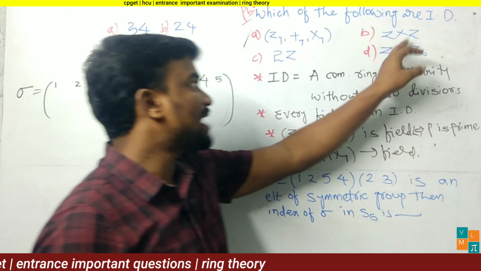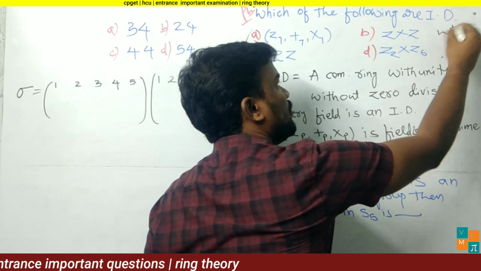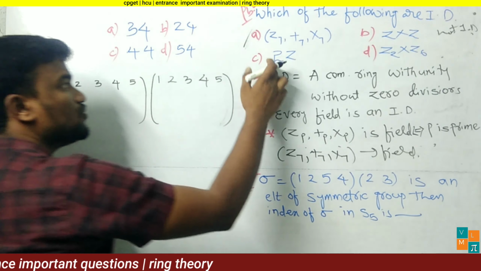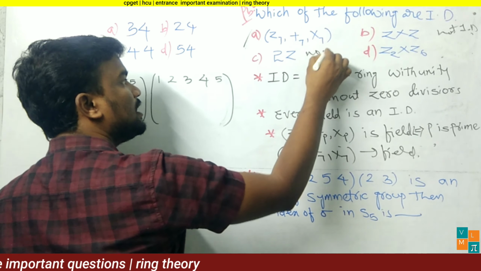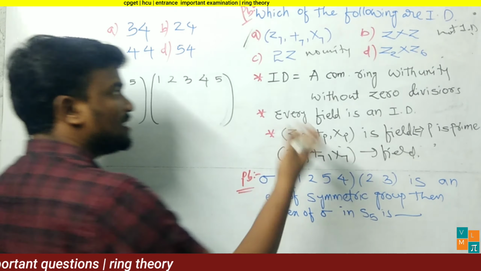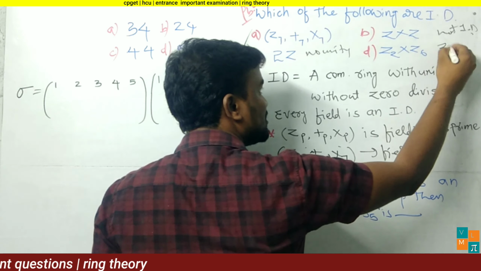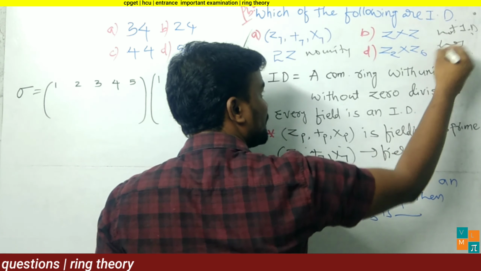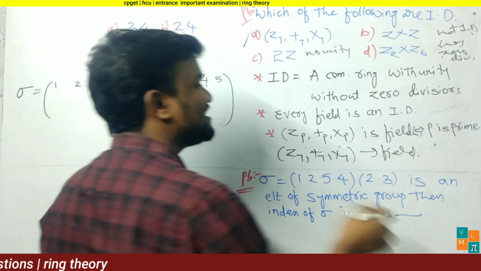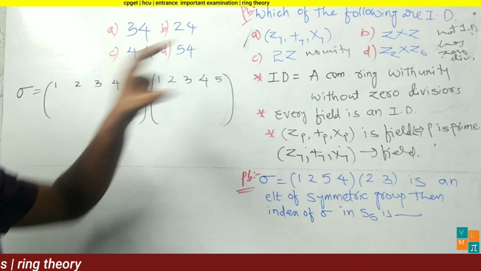Here Z cross Z is not an integral domain. Here 2Z has no unity element, so it is also not an integral domain. Option D: what is the definition of the integral domain? Without 0 divisors. But here 0 divisors exist. So Z2 cross Z6 is not an integral domain. Here option A is the integral domain.